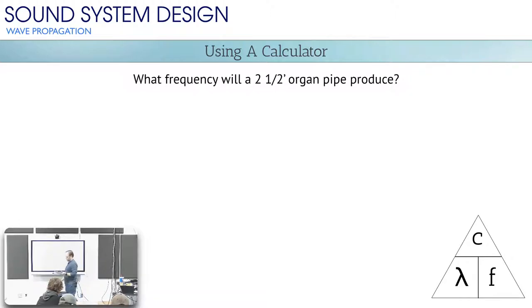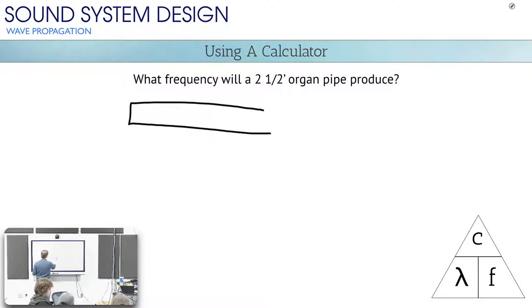Okay, now let's do this with our calculator. What frequency will a 2.5-foot organ pipe produce? So an organ pipe is usually closed at one end and open at the other end, okay? So it looks like this. And we're saying that is 2.5 feet long, and you excite the air inside that pipe. What is that lowest frequency?